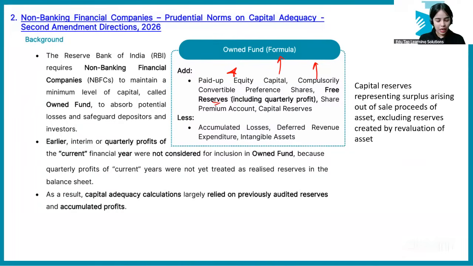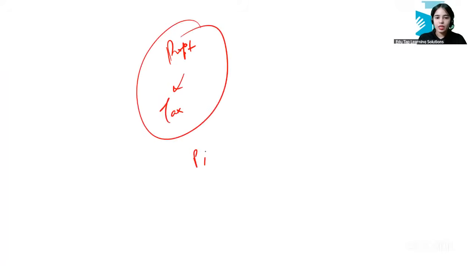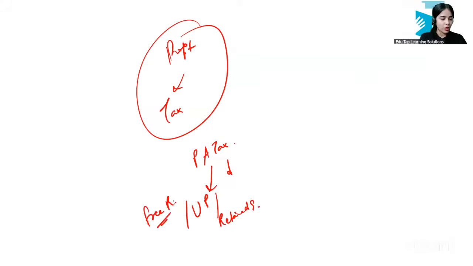Free reserves. Now, when we discussed the profit, what are the three areas where the profit is divided? First, tax has to be paid, so that will become profit after tax. After the tax has been paid, there are two areas where the profit is divided. One is the undistributed profits, which is also known as the retained earnings. That is also known as the free reserves, or the reserves, and this also comes under the free reserves.